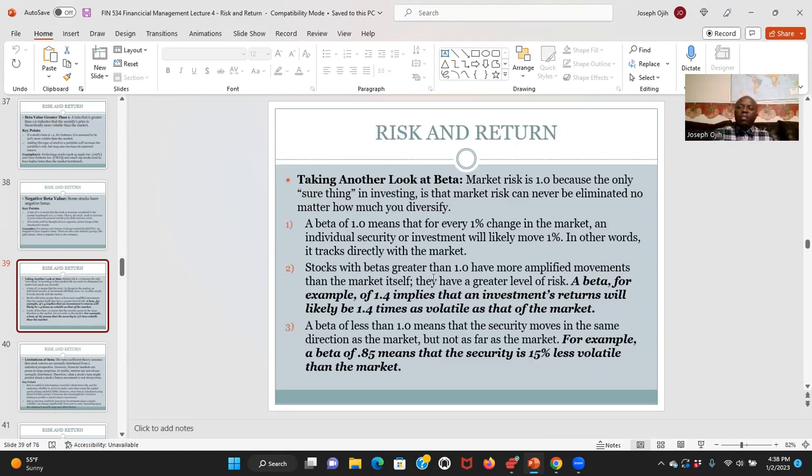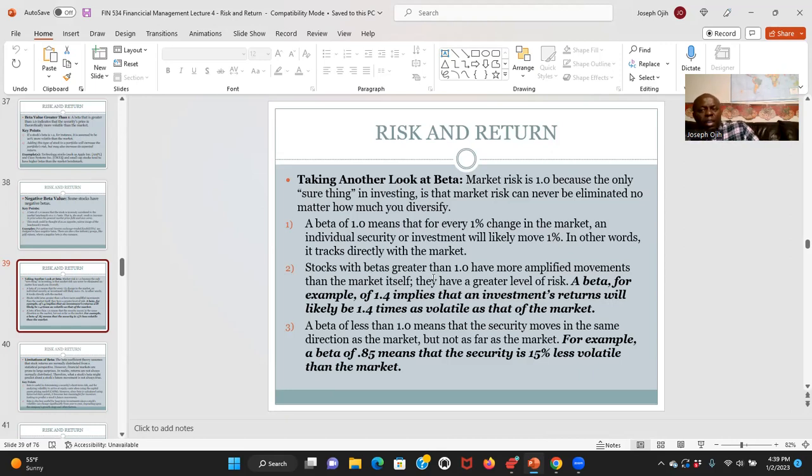Now, I'll give an example here with a beta of 1.4, which means that the investment return will likely be 1.4 times as volatile as the market. That means more volatile than the market. Now, a beta of less than 1 means that the security is not as volatile as the market.